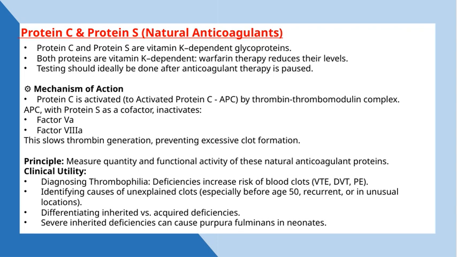This duo inactivates factor Va and factor VIIIa, both crucial for clot formation, thereby slowing down thrombin generation and preventing excessive clotting. When we measure these proteins, we're looking at both their quantity and their functional activity. This helps us understand how well the body's natural anticoagulant system is working.